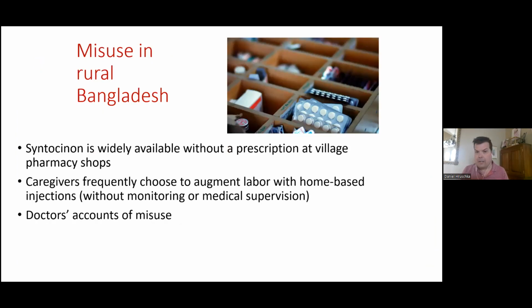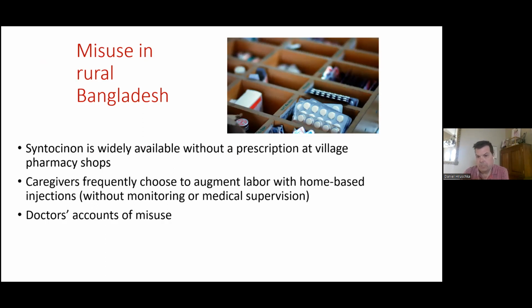And so what we found through some additional investigation using interviews, participant observation, surveys, is that Syntocinon is widely available without a prescription at village pharmacy shops. A pharmacy shop is oftentimes just a table with maybe a set of boxes like this with different types of medicines in it. So you might have deworming medicine, you might have aspirin, and then you can have vials of Syntocinon. When someone's giving birth in the home, caregivers could just go to these, they're called village doctors, and get vials of Syntocinon and inject them.